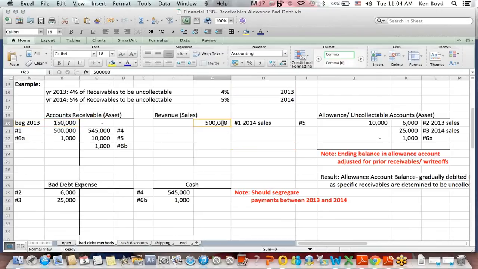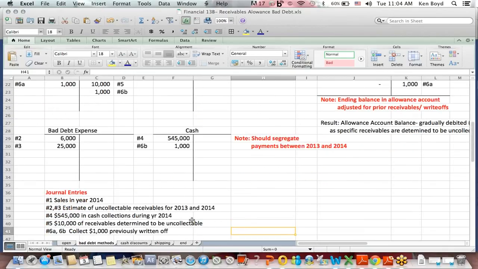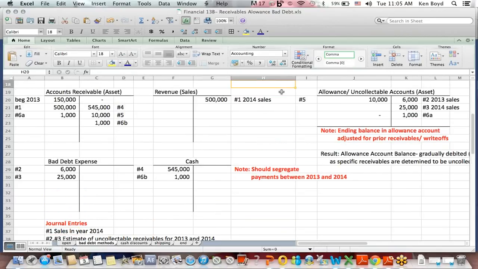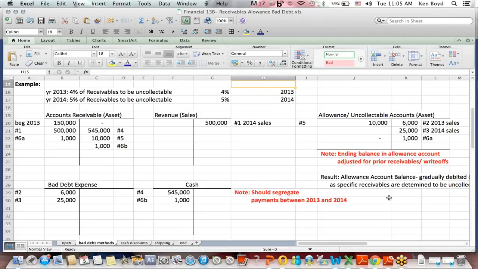So in 2014, we have sales of $500,000. We credit to increase sales or revenue, and we made all those sales on account. So we have an accounts receivable asset debit of $500,000 to reflect sales in 2014. Entries 2 and 3 are the entries we make when we estimate the uncollectible receivables in 2013 and 2014. Now, obviously, the 2013 entry would happen before the 2014 sales, just to clarify, but I grouped them together to make it easier.